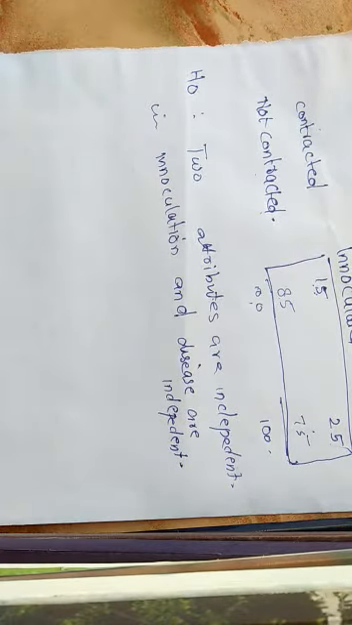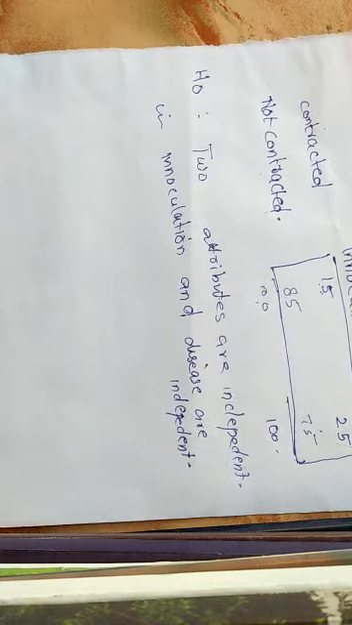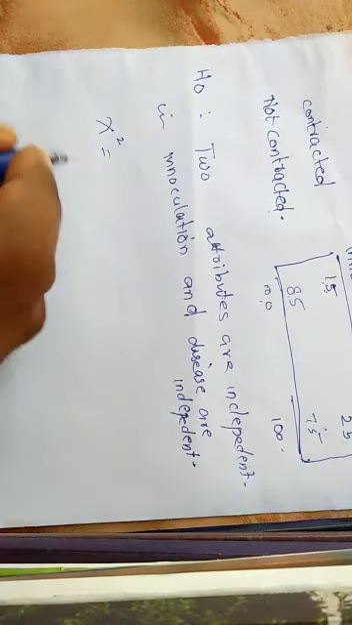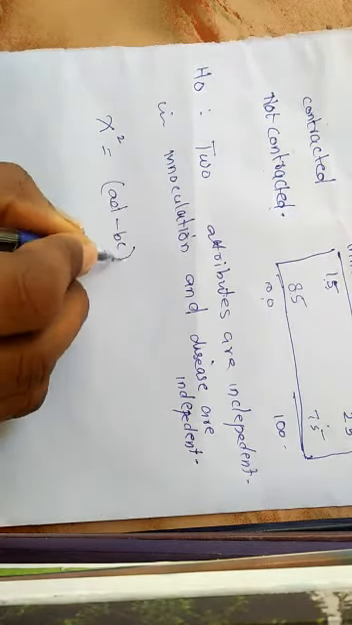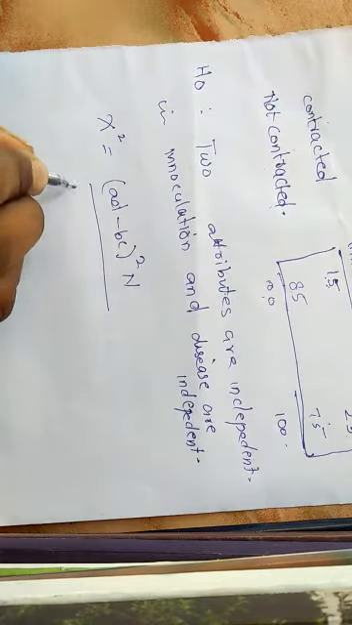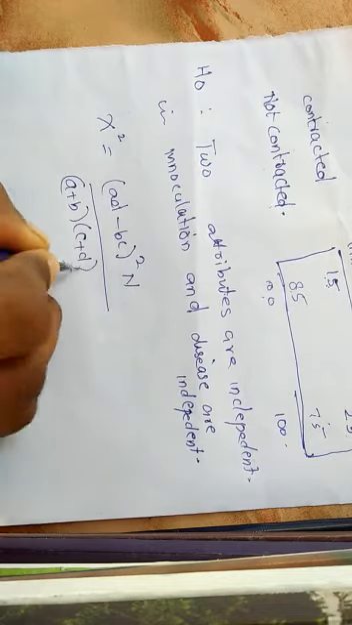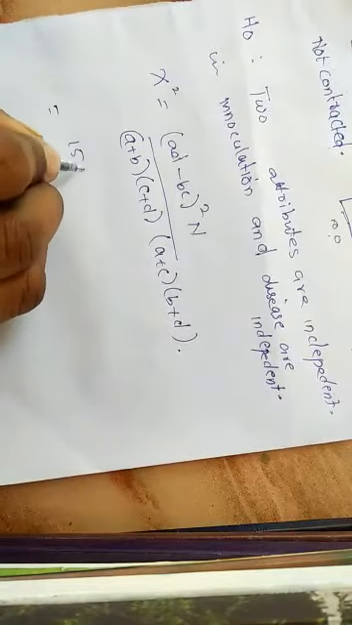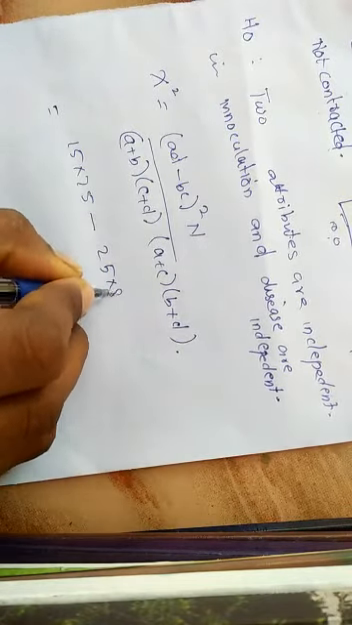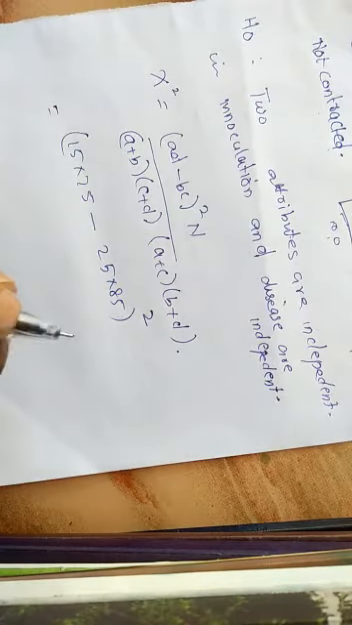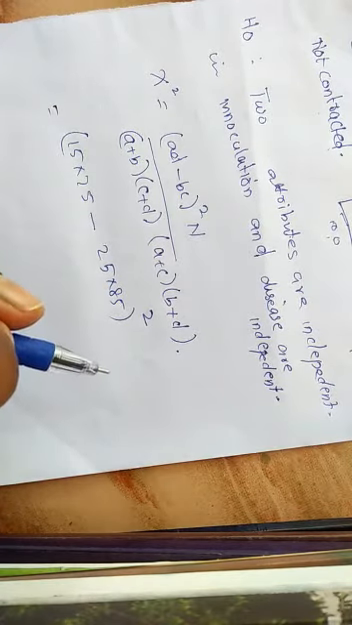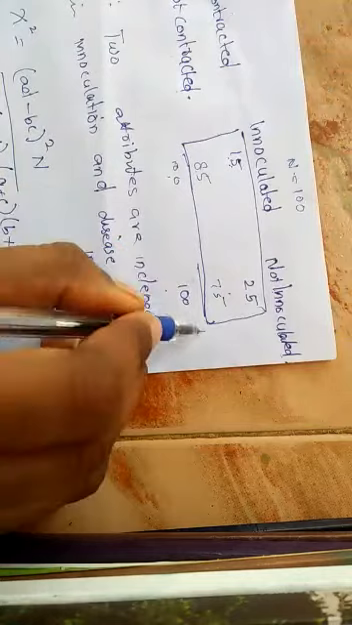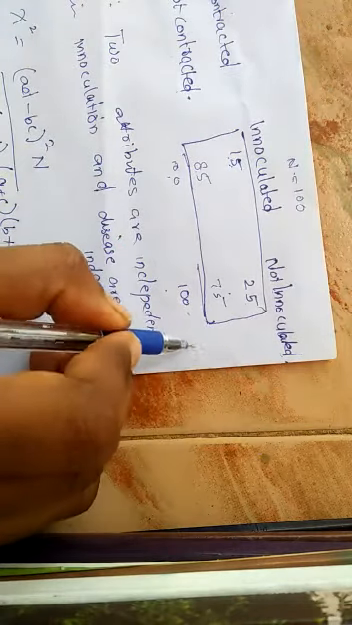Next, we can find the chi-square statistic. Here we can use direct formula, chi-square equal to (AD minus BC) square into N divided by (A plus B)(C plus D)(A plus C)(B plus D). So that is equal to (15 into 75 minus 25 into 85) square. Capital N is the row total and column total, 100 plus 100. That is equal to 200.